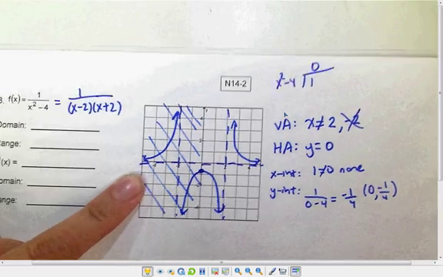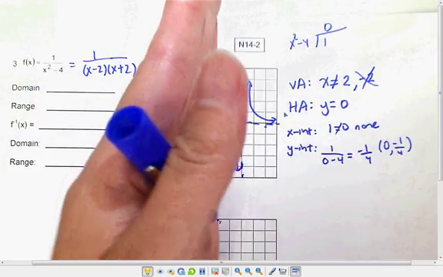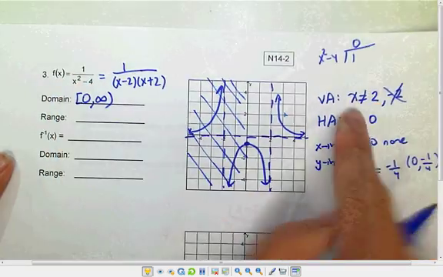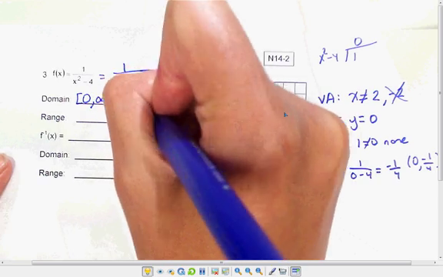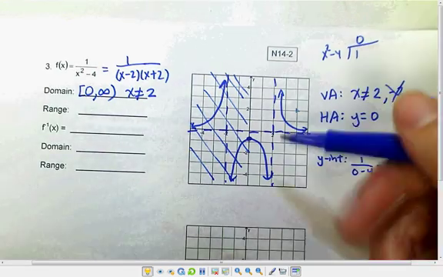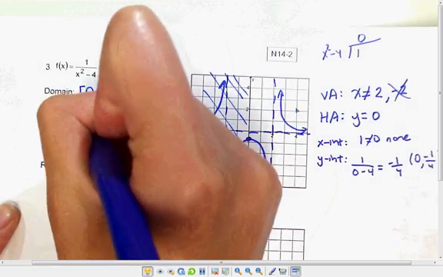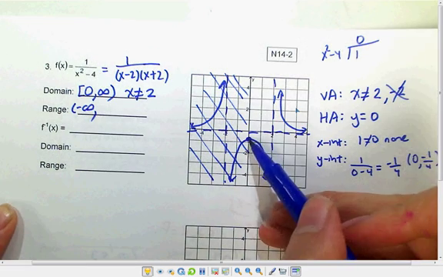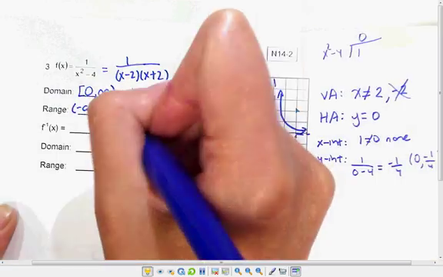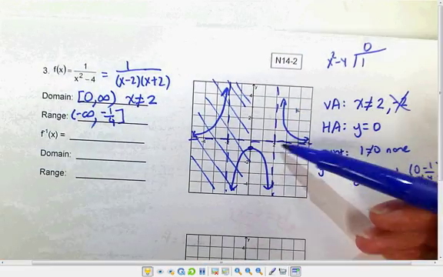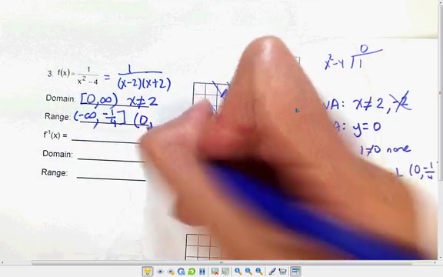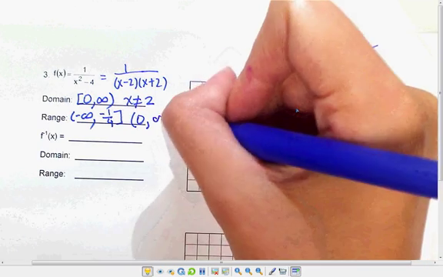So let's look at our domain now. So our domain, we're only looking from 0 to infinity. But we know our x also cannot be equal to 2 because that's our asymptote. For our range, let's go up and down. So let's start at the lowest point. We know it's going to start at negative infinity. It's going to go all the way up to this point right here, which we know is our y-intercept. It's negative 1/4. Because it's a point, this is going to be a bracket. Then it's going to start at this asymptote, which is at 0. Because it's an asymptote, it's a parentheses, and it keeps on going up forever. That's my range.